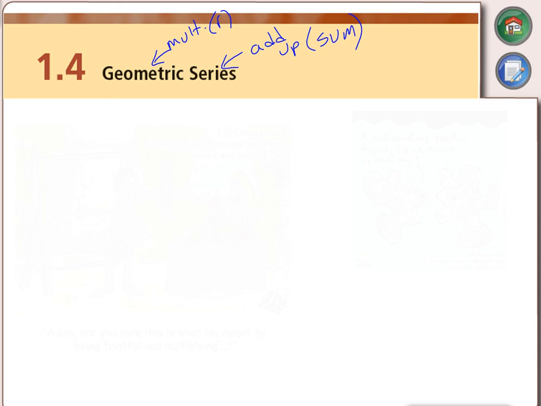All right, God wants us to do these geometric series. He wants us to be fruitful and multiply.